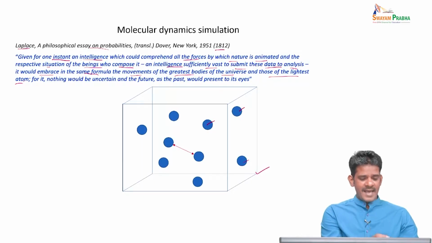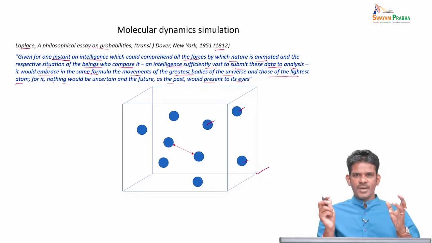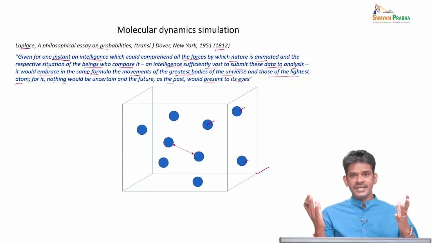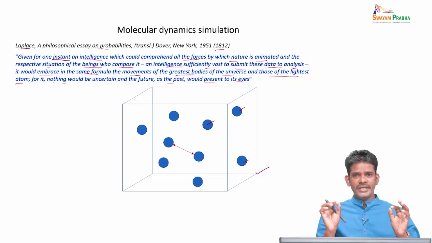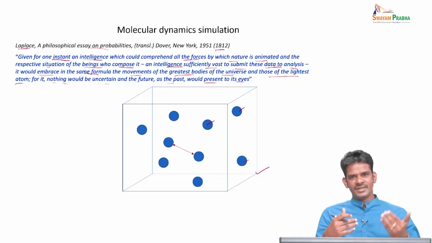And if that can happen, then he says nothing would be uncertain, and the future, like the past, would be present to its eyes. So he's talking about an intelligence which can comprehend the positions of all the atoms and molecules in the universe, and can also understand all the different forces acting between them. Then, when subjected to one universal dynamical equation, it's easy to predict what's going to happen in the future and what has happened in the past as well.